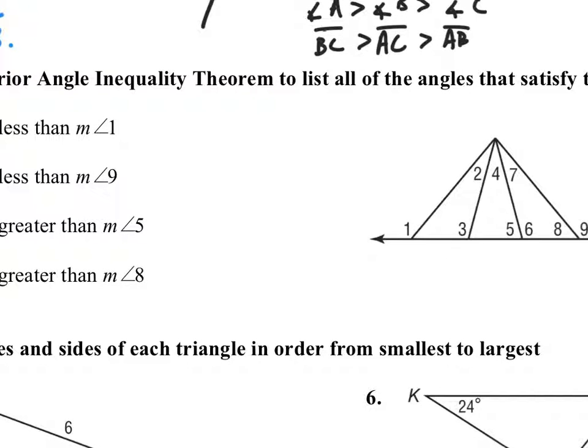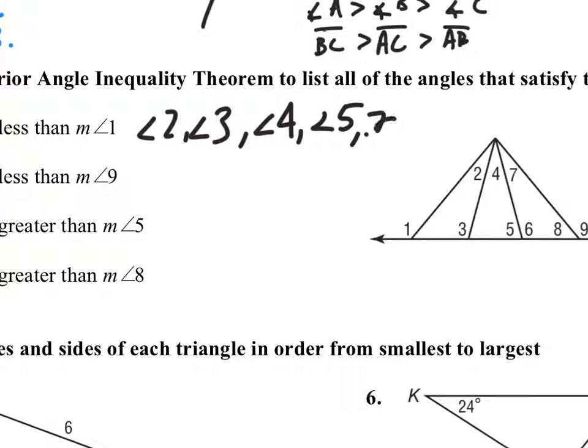that are less than angle 1. So I know that angle 2 is, I know angle 3 is, I know angle 4, I know angle 5, angle 7, and angle 8. Okay, or less than angle 1.